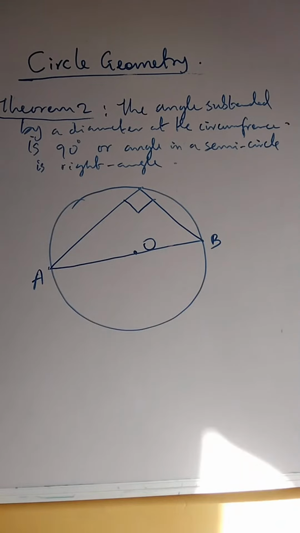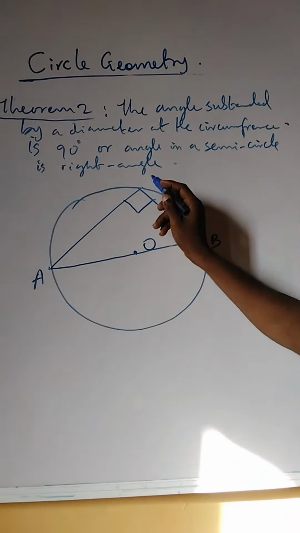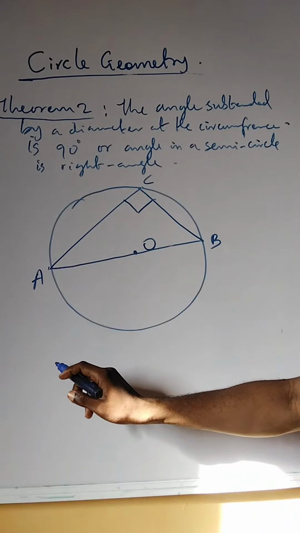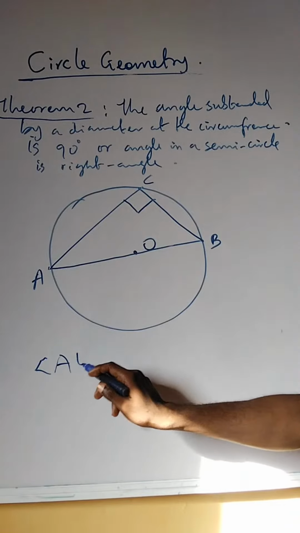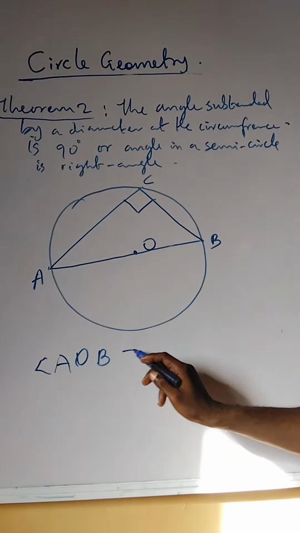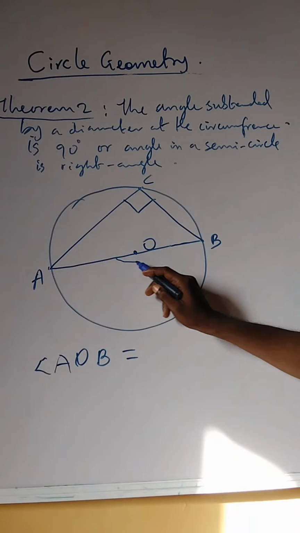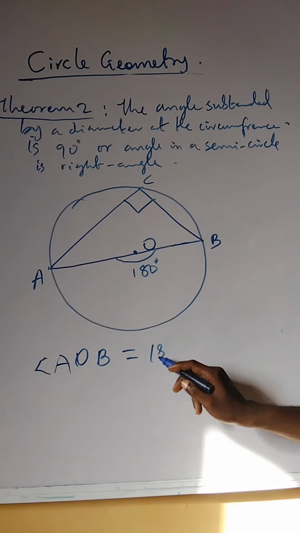The proof is simple and direct from theorem 1, which says the angle at the center is twice the angle at the circumference. We label it as C. So the angle at the center, AOB here. What is the angle at the center? AOB is a straight line, and a straight line angle is 180 degrees. So this angle is 180 degrees.